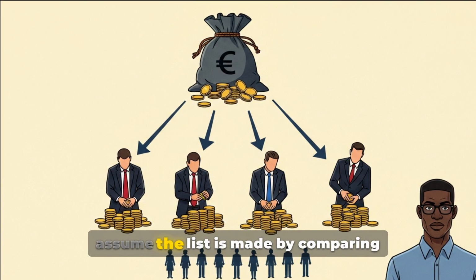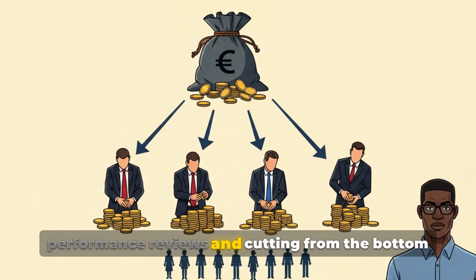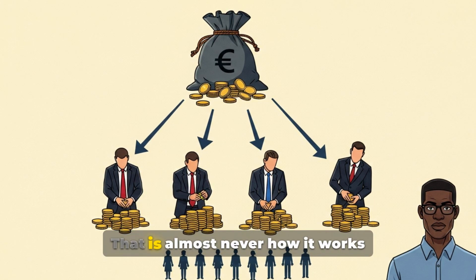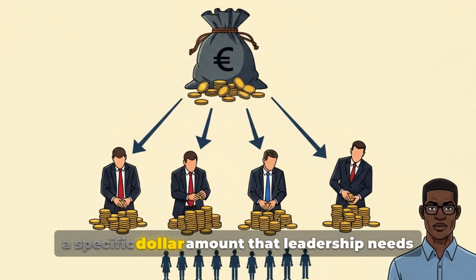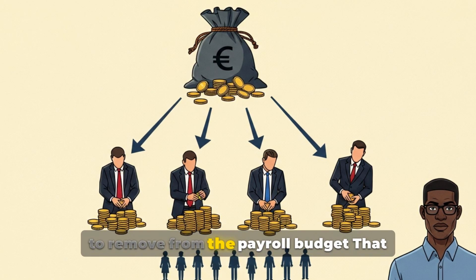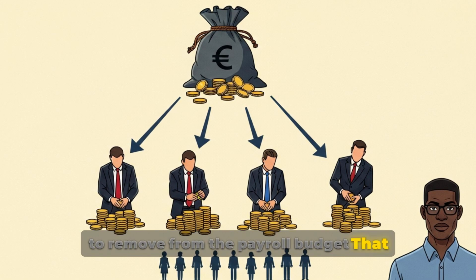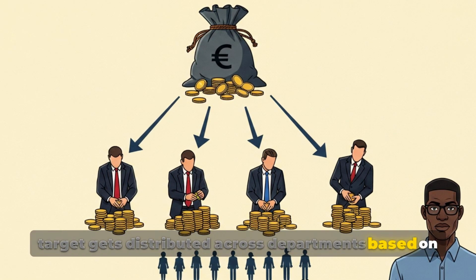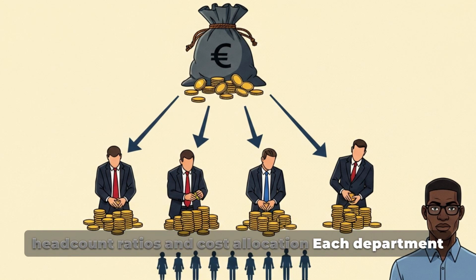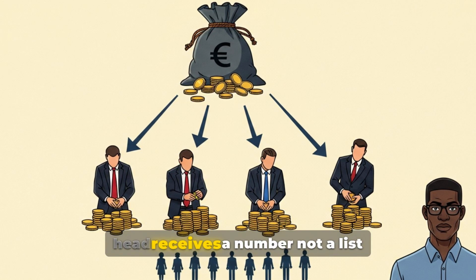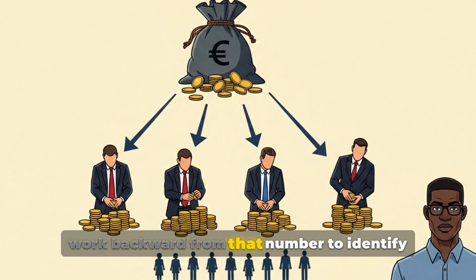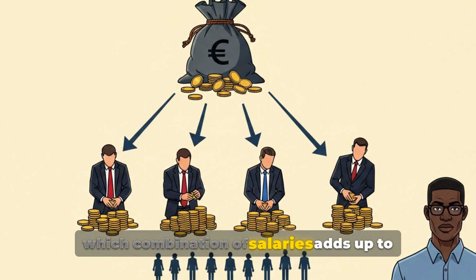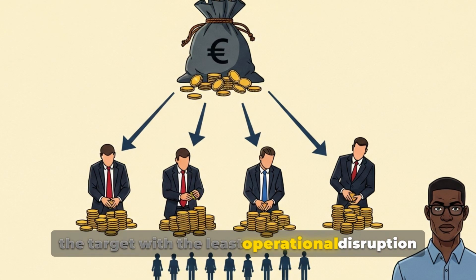Most people assume the list is made by comparing performance reviews and cutting from the bottom. That is almost never how it works. The list starts with a financial target, a specific dollar amount that leadership needs to remove from the payroll budget. That target gets distributed across departments based on headcount ratios and cost allocation. Each department head receives a number, not a list of names, a dollar amount, and they work backward from that number to identify which combination of salaries adds up to the target with the least operational disruption.